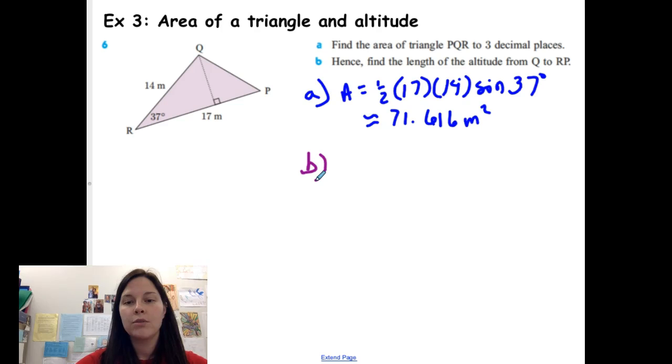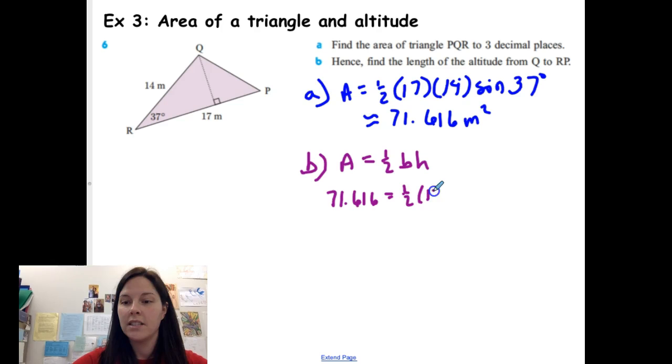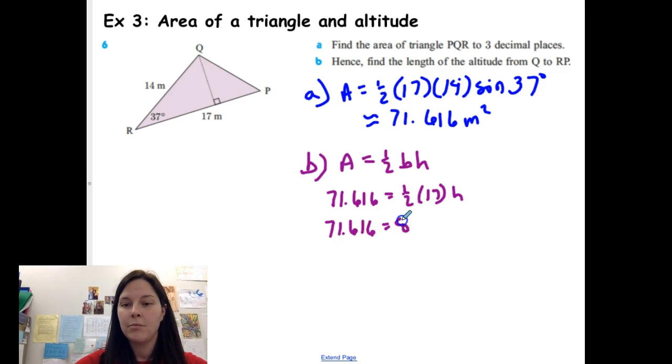The second piece is asking us to find the altitude of the triangle. So this is when we'll use the traditional area formula, area equals 1/2 base times height. So we know the area. We know the base is 17, and we'll solve for the height. So 1/2 of 17 is 8.5. Dividing both sides by 8.5, we get roughly 8.425 meters for the height of our triangle.